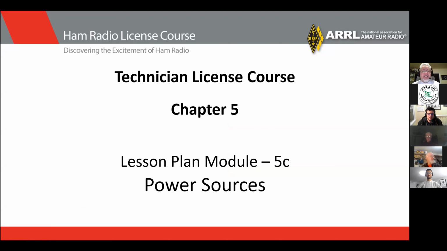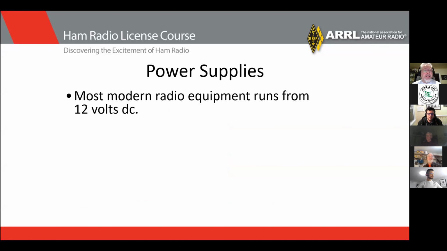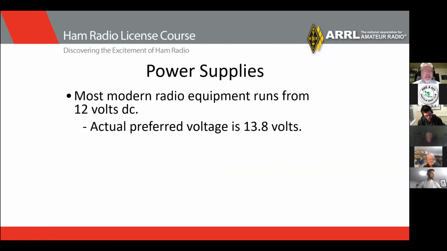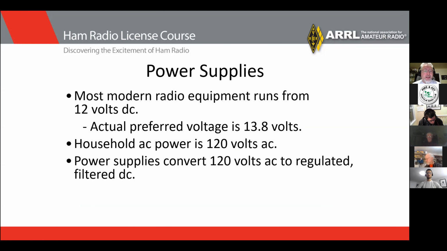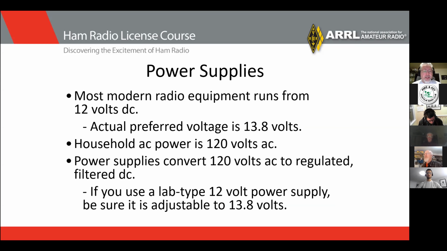So this last section, we're going to cover power sources and power supplies. Most modern radio equipment runs from 12 volts DC, but the actual preferred voltage is 13.8 volts. Household AC power is 120 volts AC. Power supplies convert 120 volts AC to regulated and filtered DC. If you use a lab type 12 volt supply, be sure it is adjustable to 13.8.